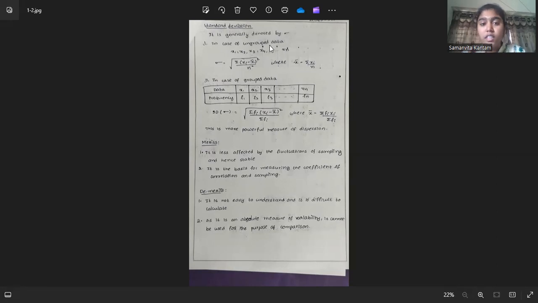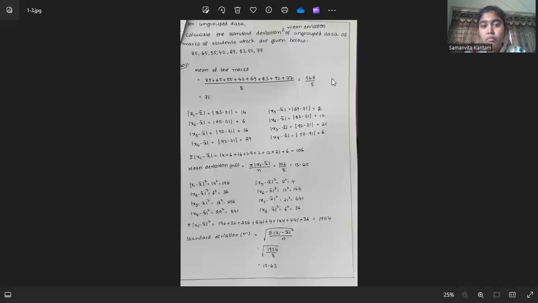Let's take a problem to see this. Now let's see the ungrouped data. The marks of the students are given as 85, 65, 55, 42, 69, 83, 92, and 77. Now let's calculate the mean of the data by the sum of the observations divided by the number of observations, that is 568 by 8, which gives the mean value as 71.